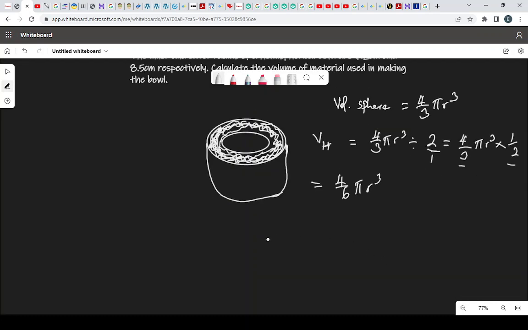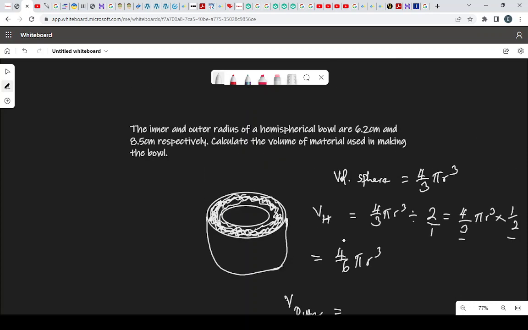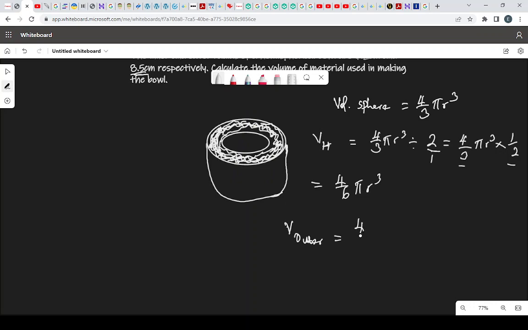Okay? So volume of outer one, let me write it in full, V outer. So the radius of the outer is, okay, we say inner and outer. So the volume of outer is, with 8.5, I have 4/6 times pi, which is 3.142, and then 8.5 cubed. Let's use a calculator to work that out.